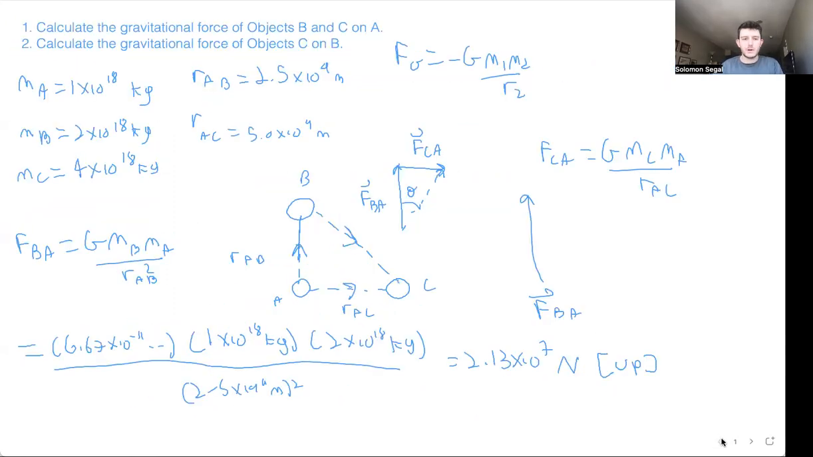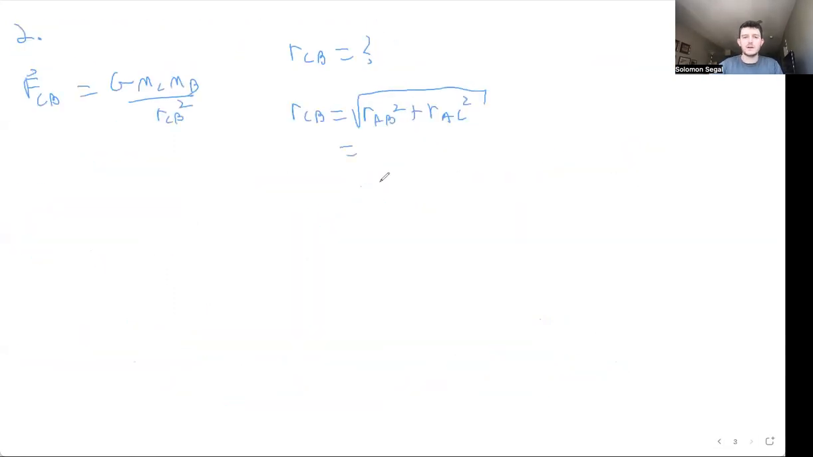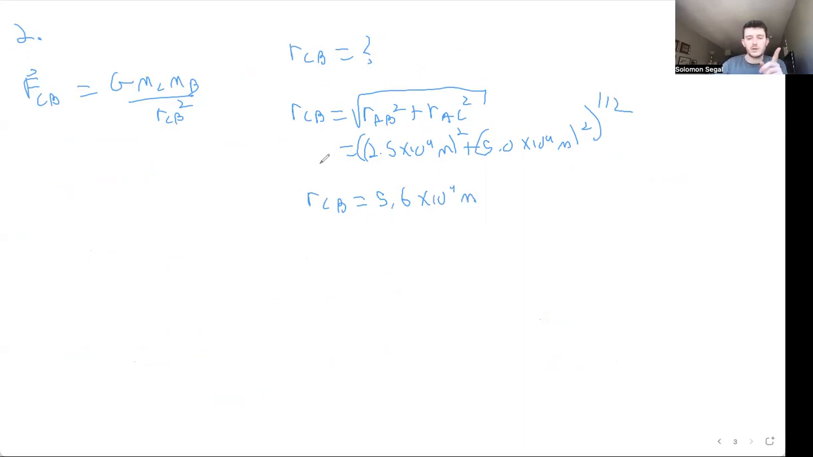So here we go. It is 2.5 times 10 to the 9 meters, plus 5.0 times 10 to the 9 meters. These are all squared. And I'm just going to put that to 1/2. So RCB is equal to 5.0 times 10 to the 9 squared. Big surprise. Okay, 5.6 times 10 to the 9 meters. Lovely. So we can do that.